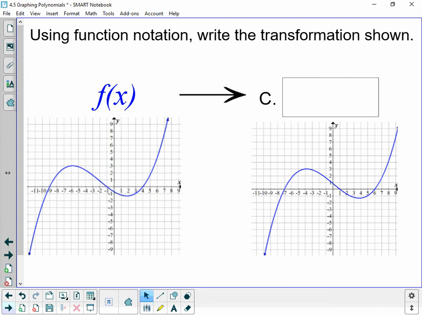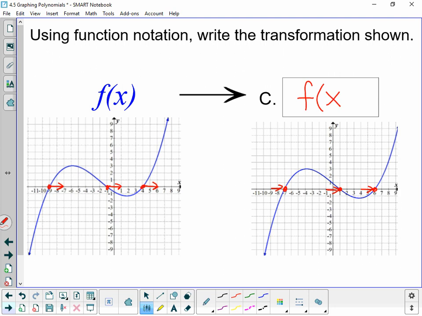Let's look at another one. Again, I usually check my intercepts first and mark those. Over here, the intercepts are at -7, +1, and 6. Thinking over here on this one about how those might have changed, it looks like everything was shifted to the right by 2 units. That's a change in the x direction. If it goes to the right, we would write that as f of the quantity x minus 2.